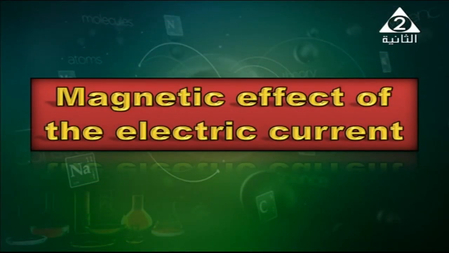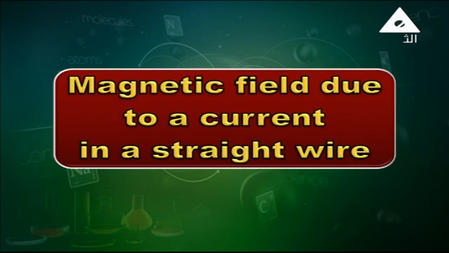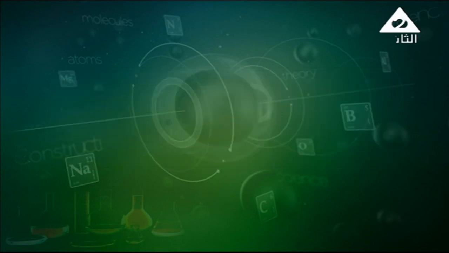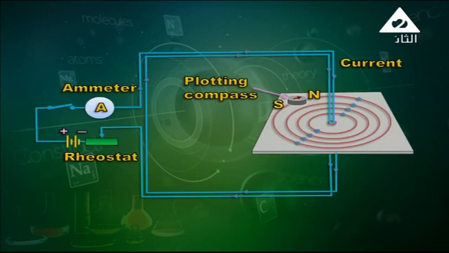Magnetic effect of the electric current. We'll start with the magnetic field due to a current carrying straight wire. The lines of the field are a series of concentric circles with their common center at the wire. So we've got concentric circles. The center of these circles is the wire itself. It is shown in front of you right now.